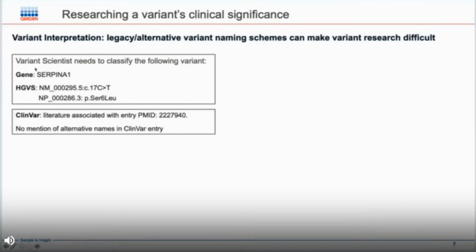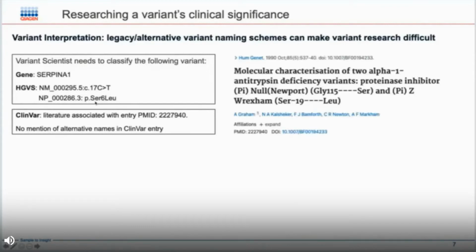So for this variant, the user may go to ClinVar first. And because you don't necessarily want to take the entries in ClinVar at face value, you dig a little deeper into the entry and you see the associated literature for that variant. However, there's no mention of any alternative names or other schemes within this ClinVar entry. And so you're looking up this serine at codon 6 to change to leucine. And so you pull up this literature information that was associated with the ClinVar entry.